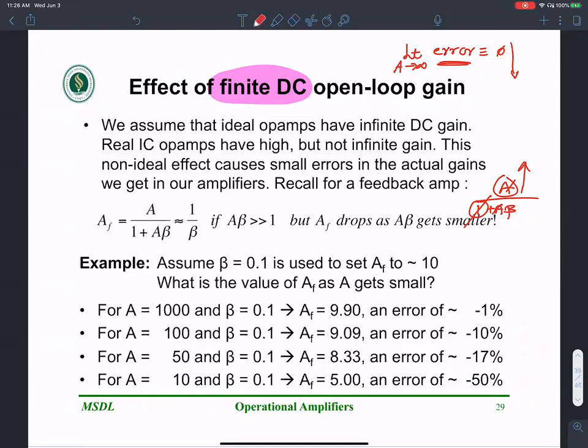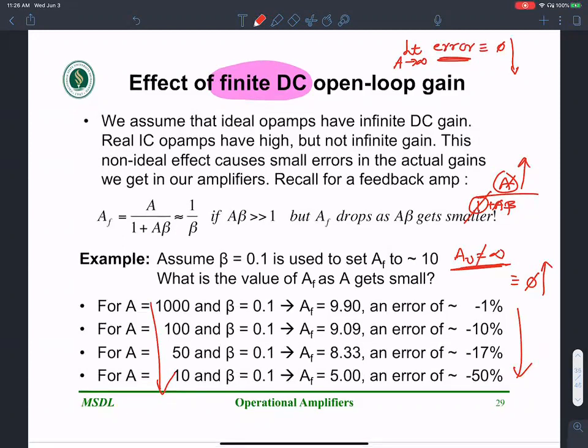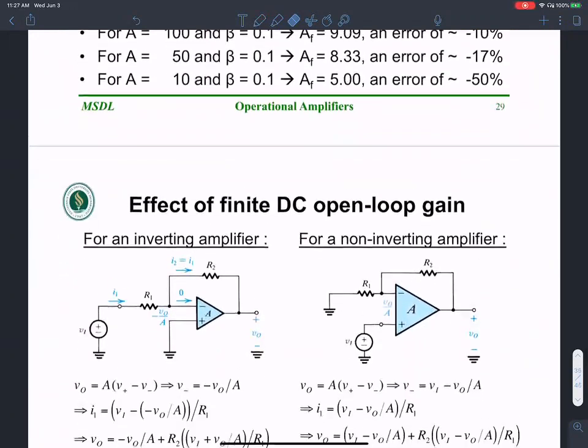So the error is essentially zero when the AV is infinity, when the open loop gain is infinity. That was my first assumption, right? The open loop gain is infinity. But if the open loop gain is not infinity, then the error is going to increase. As you can see, at really small gain, the error is going to be a big number. At a bigger gain of 1000, the error is going to be only plus or minus 1%. As the gain goes down, the error goes up.